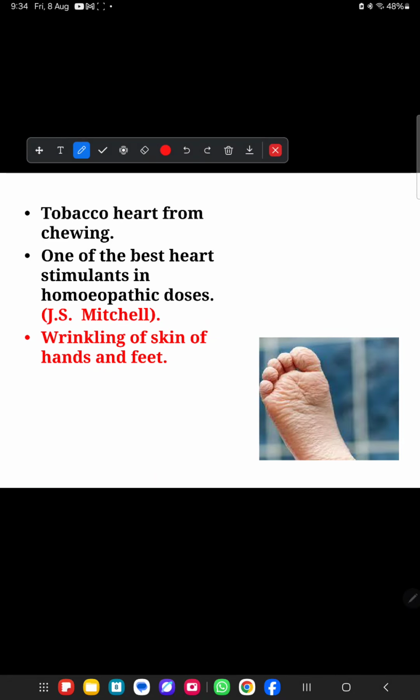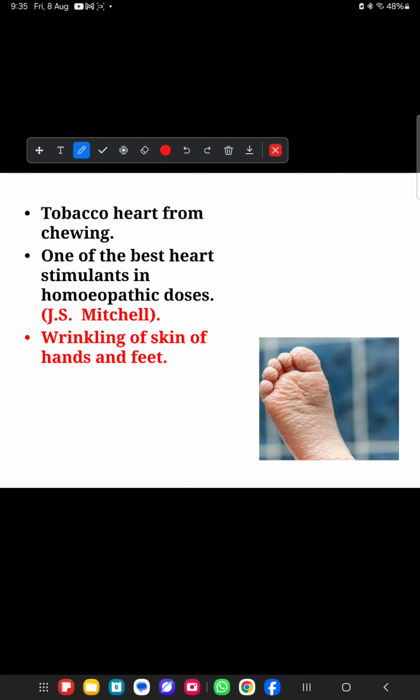Tobacco heart from chewing. Suppose those people who are chewing tobacco are suffering from any kind of heart problem, then we can think about this medicine. It is one of the best heart stimulants in homeopathic doses. Suppose the person is suffering from any kind of heart problem, we can prescribe this medicine. But there is another remedy which is known as heart tonic.